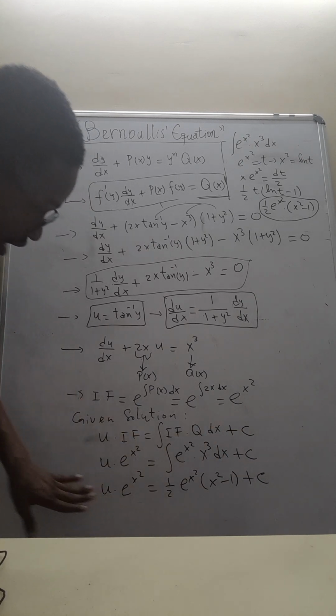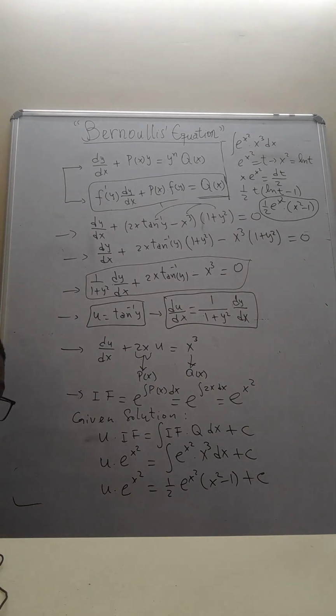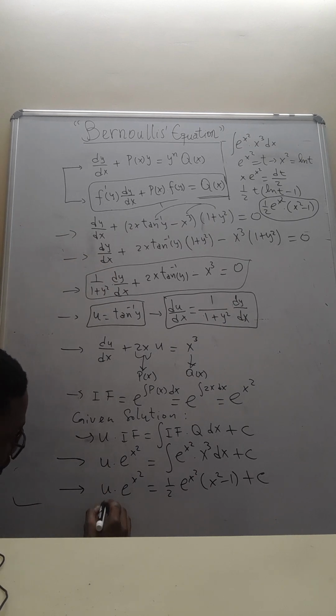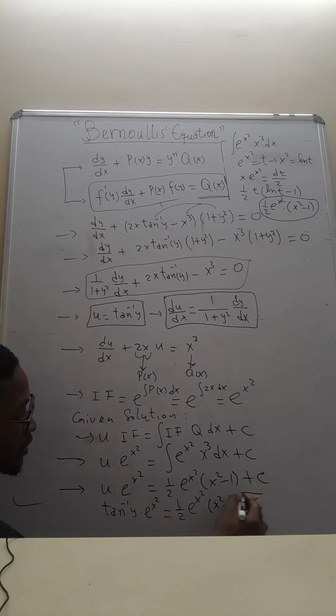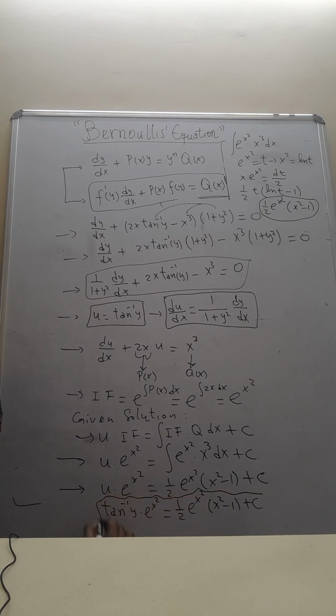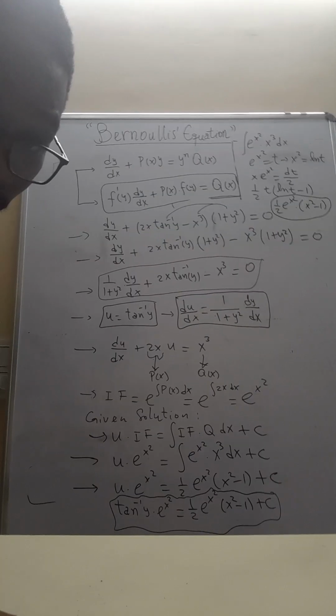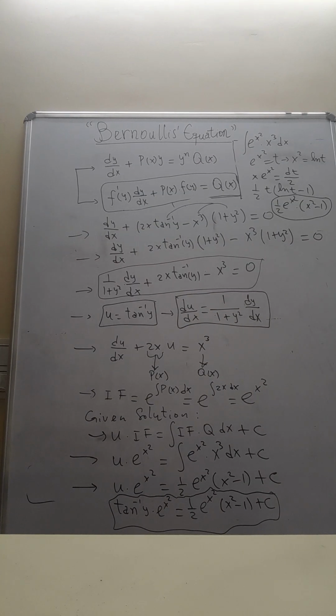Hope you can see this one, and this is clearly done. Now what is u? Just go back to your substitution. We said in the first substitution that u is equal to tan inverse of y, so it will be tan inverse of y times e to the x squared equals 1 by 2 e to the x squared times (x squared minus 1) plus c. This will be your given solution, tan inverse of y and so on. Thank you very much.